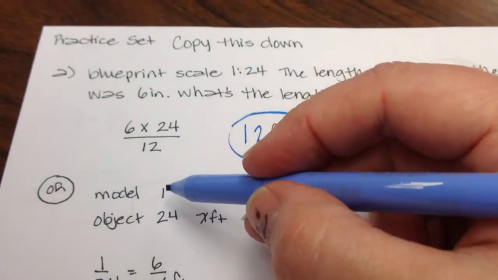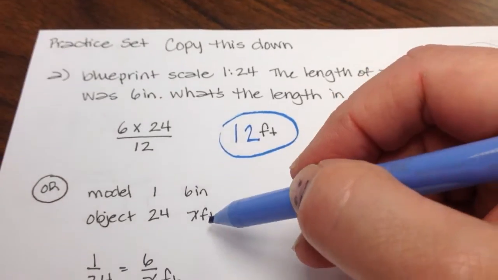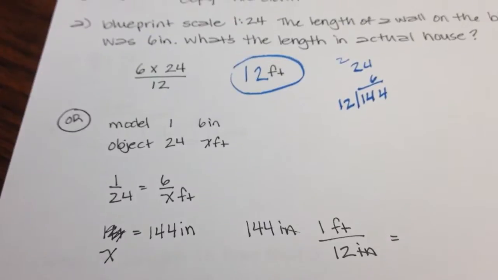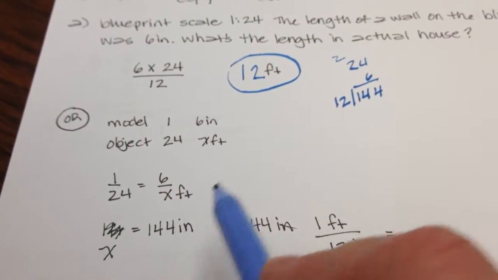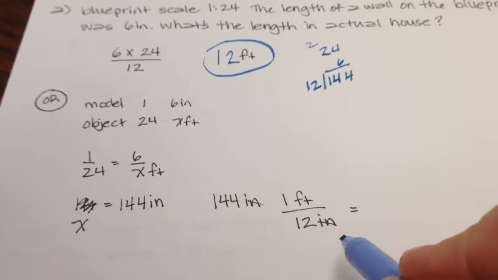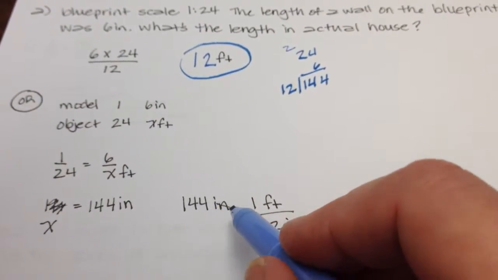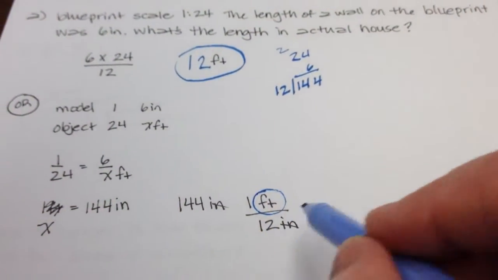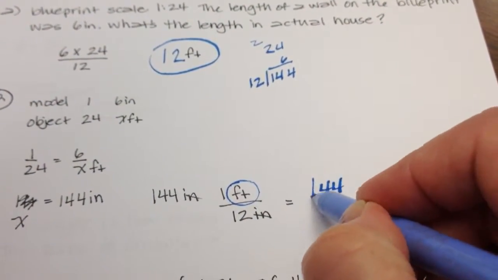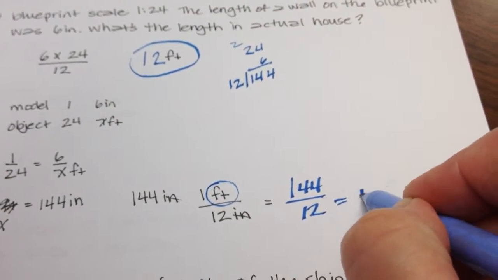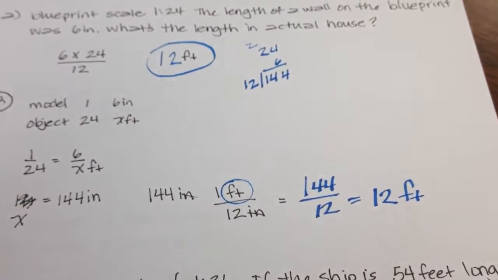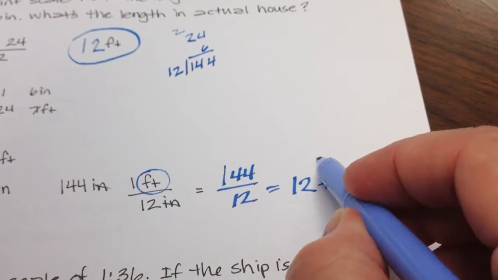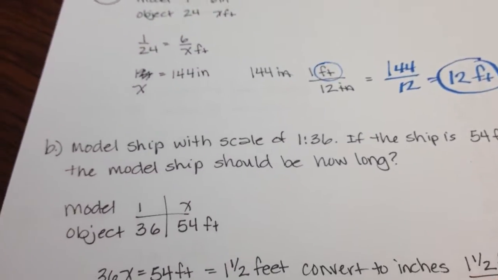Or I could have done, okay, 1 is to 24 as 6 is to what? And then done my cross canceling, and I would have had x equals 144 inches. And then I would need to change it to feet. So I'm going to do the same thing. I cross out my inches label. I'm left with only my feet label, and I would still end up with 144 divided by 12, which would be 12 feet. Okay? Two different ways, same answer. Oh, circle your answer. Okay.